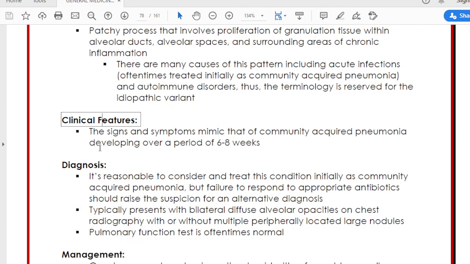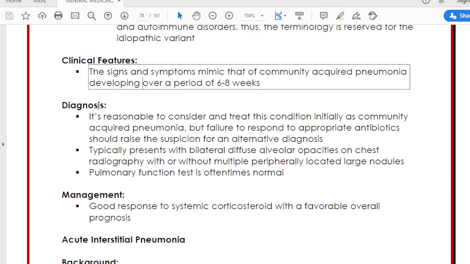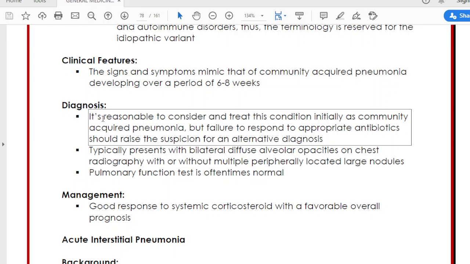Clinical features: the signs and symptoms mimic that of community-acquired pneumonia, developing over a period of 6 to 8 weeks. Diagnosis: it's reasonable to consider and treat this condition initially as community-acquired pneumonia, but failure to respond to appropriate antibiotics should raise the suspicion for an alternative diagnosis.